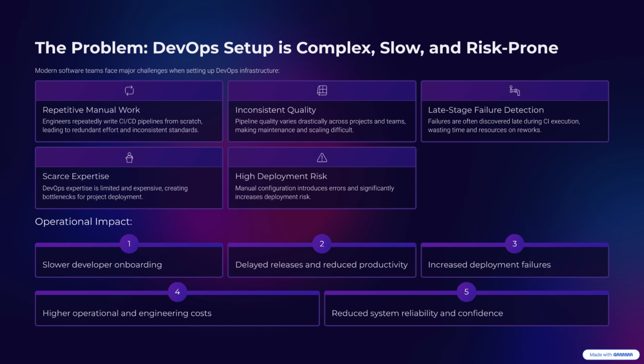Even worse, pipeline failures are often discovered late during CI execution, wasting developer time and delaying releases. This results in slower onboarding, slower product delivery, increased operational costs, and reduced system reliability. In short, DevOps setup remains a major bottleneck in modern software development.